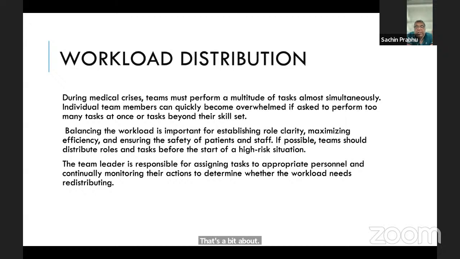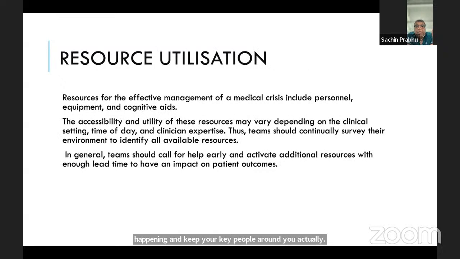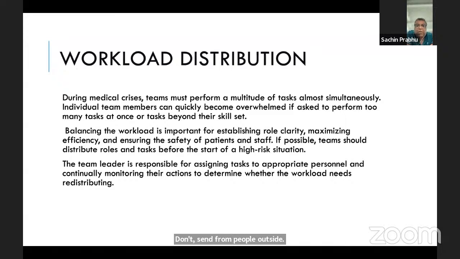Okay, and that will change again. So it says survey continuously. You have a look at what's happening and keep your key people around you. Don't send the wrong people outside. The team leaders are responsible for this. Sorry, next one. Workload distribution.